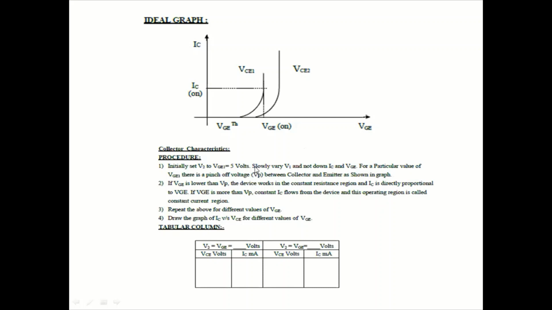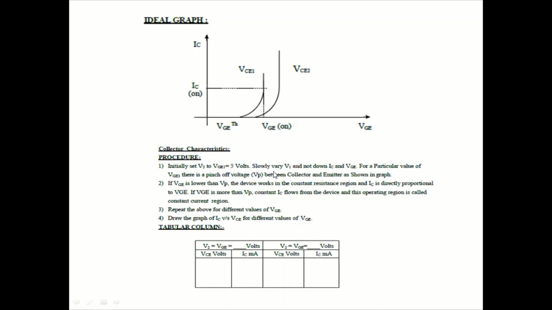The next is the collector characteristics or output characteristics. For that, you need to put the gate to emitter voltage equal to a fixed value. The value is obtained from the previous experiment. Once you know the threshold voltage, you should adjust this voltage in such a way that it is a little bit more than the threshold voltage that you got in the earlier experiment when you were conducting the transfer characteristics.